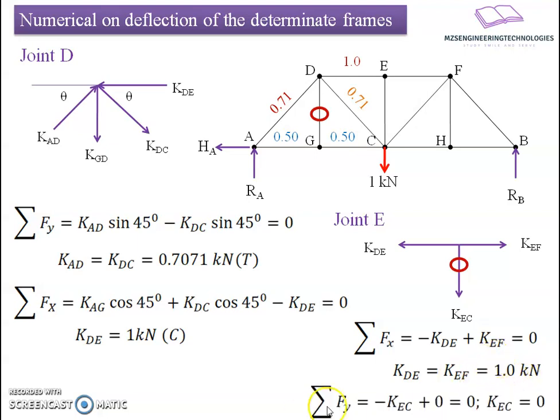And if I apply vertical forces here, it will be minus KEF equals 0, meaning the member force in member EC will be 0, because there is no vertical force to balance the member force here. So that's why we will have the value 0 here.